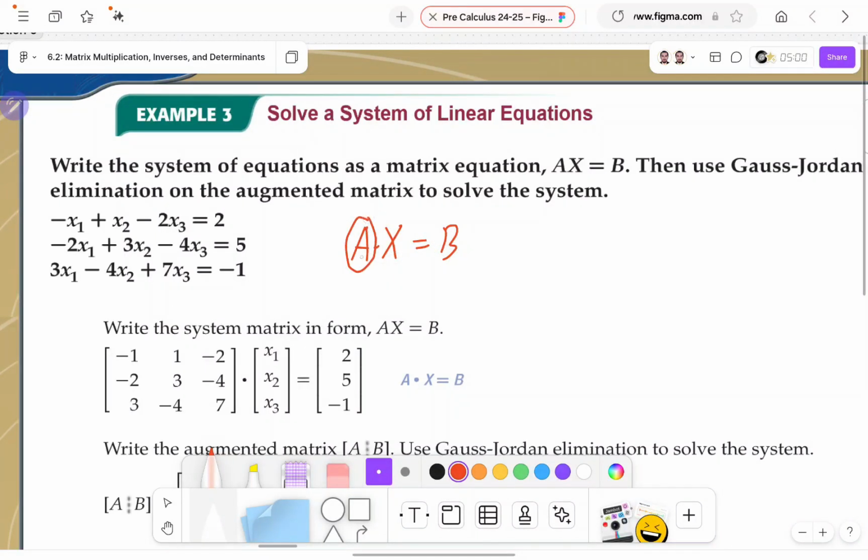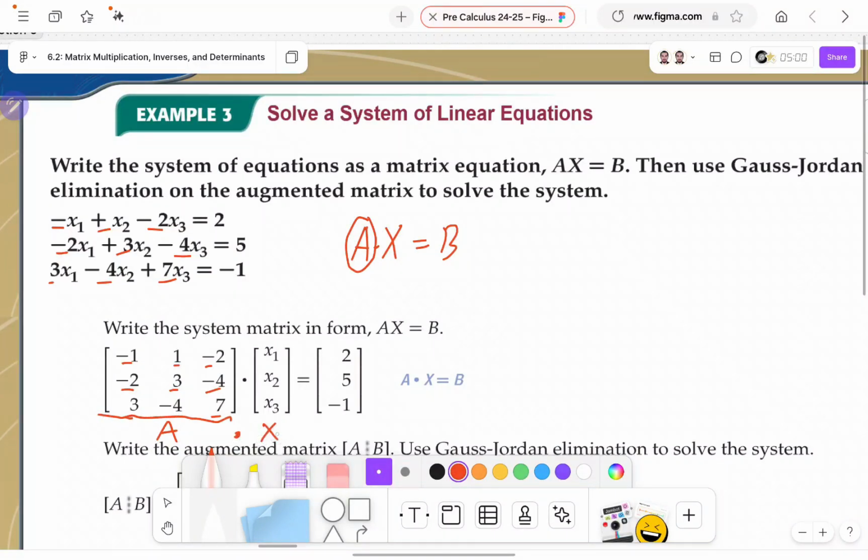First, the augmented matrix: negative 1, 1, negative 2. Negative 1, 1, negative 2. Then negative 2, 3, negative 4. Negative 2, 3, negative 4. Then 3, negative 4, 7. 3, negative 4, 7. So we finish A. This is all A.